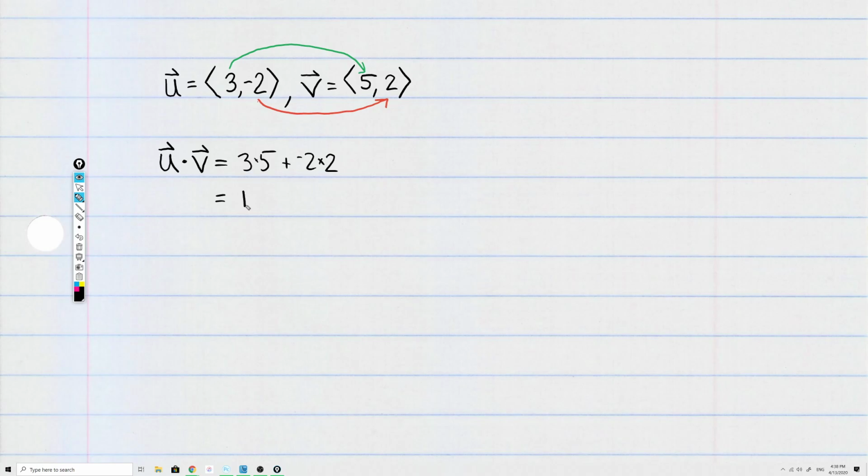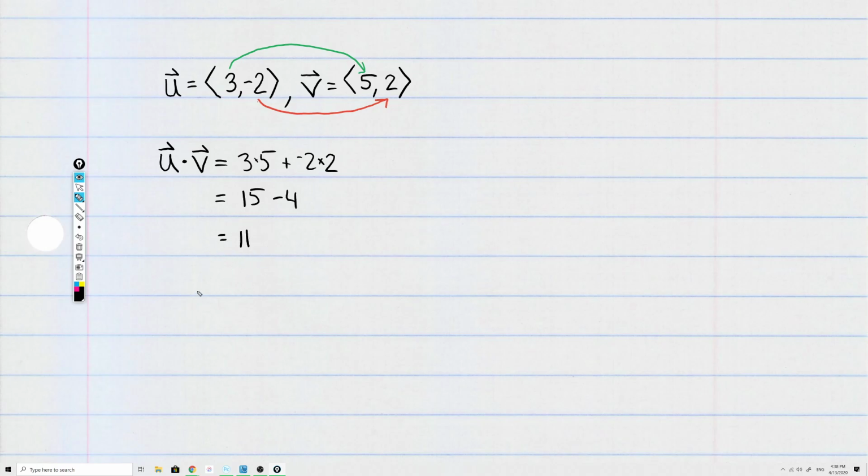3 times 5 is 15. Negative 2 times positive 2 is negative 4. So we have 15 minus 4 is 11. That's how you calculate the dot product of two vectors if they're written in component form. So notice the answer that you get is just a number.